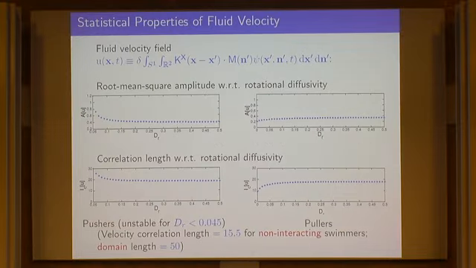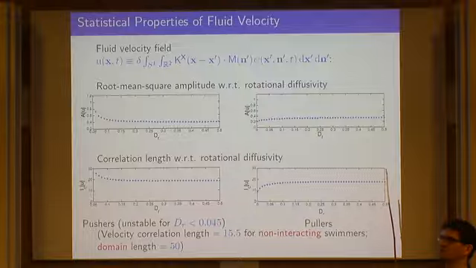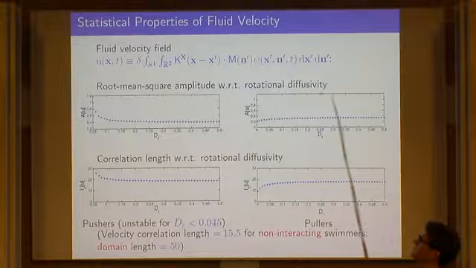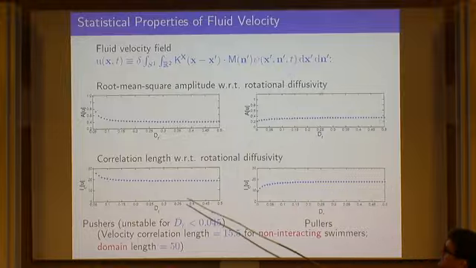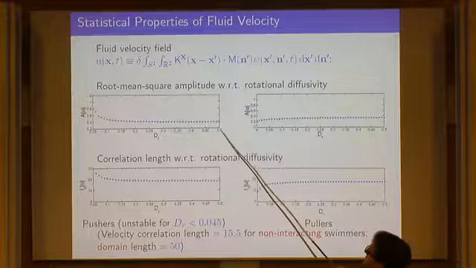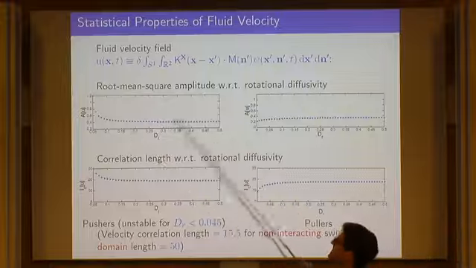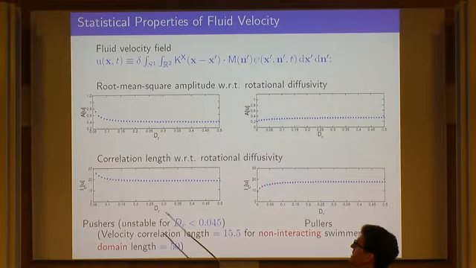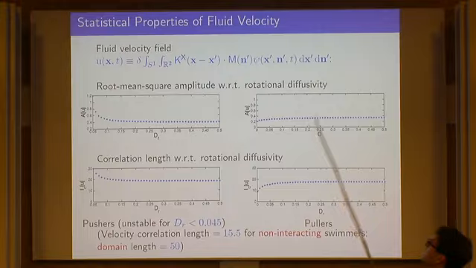Here's something a little bit more interesting: what if I look at the velocity field? Imagine I look at any particular region and ask, based on where the swimmers are now, what is going to be the fluid flow at that particular location? There's a formula that you get for that. For pushers, not surprisingly, as you push the rotational diffusion down to instability, both the amplitude and the correlation length get large.